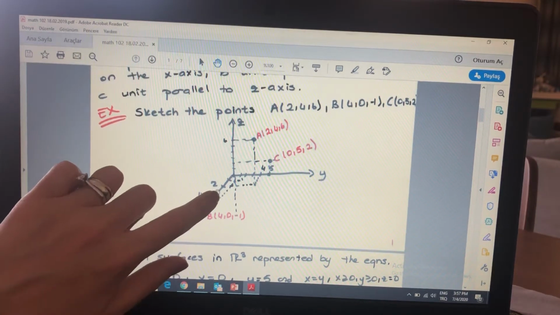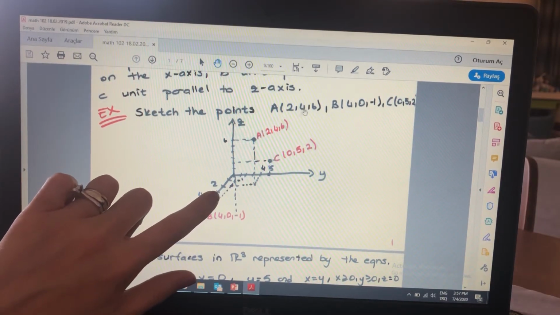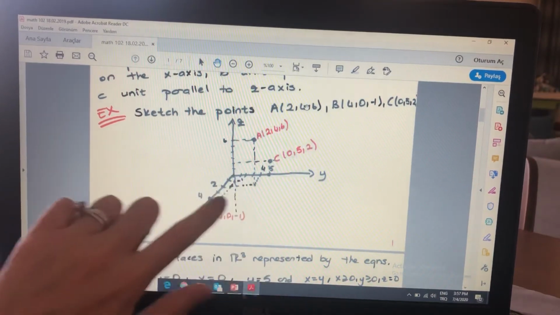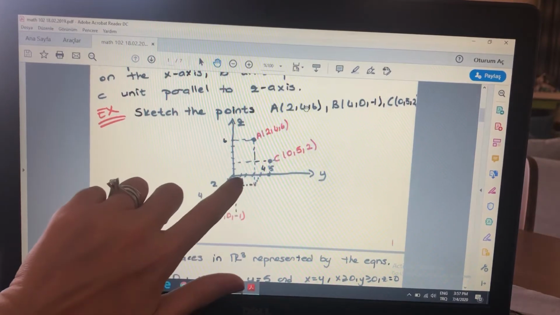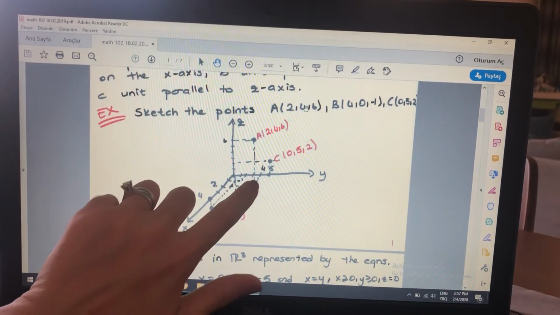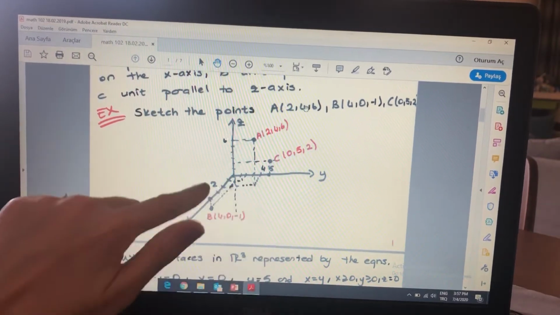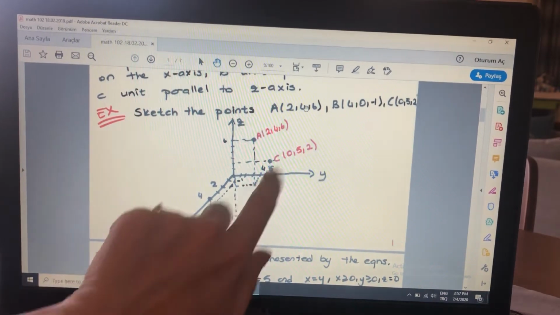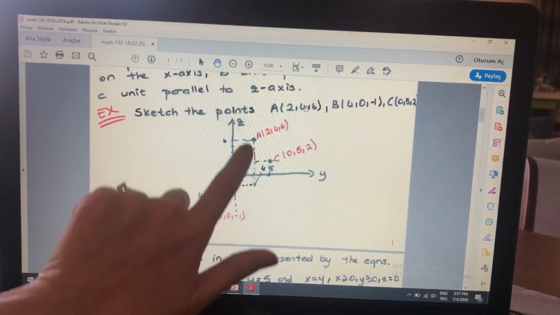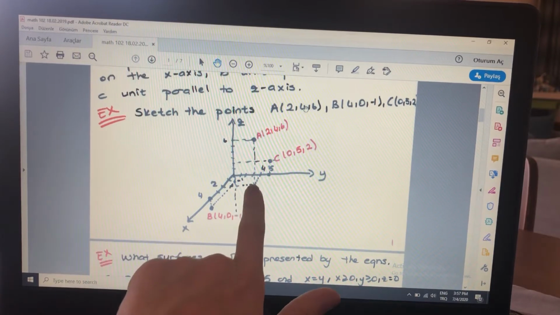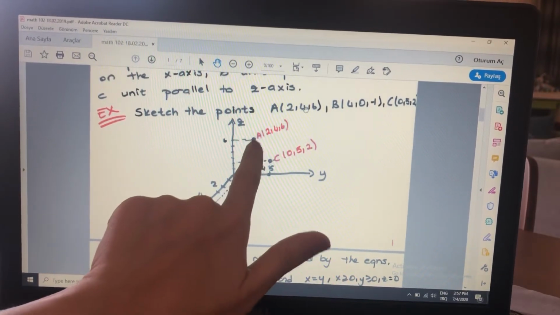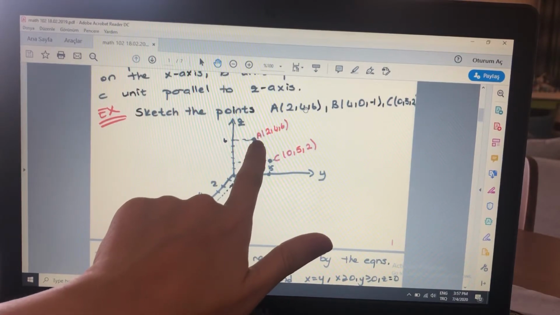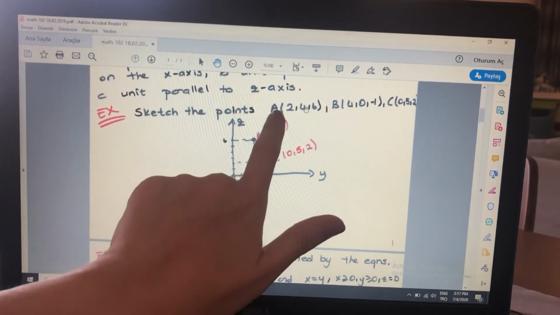At this point 2, and then we will go 4 units parallel to the y-axis. So I am going 4 units parallel to the y-axis: 1, 2, 3, 4. Here we go. I am here. Check it on the xy plane. And then we will go 6 units parallel to the z-axis. So I'm going up: 1, 2, 3, 4, 5, 6. Here you go. This point, the last one where you stand, is the point that you are looking for.